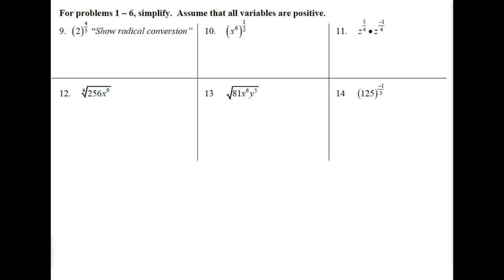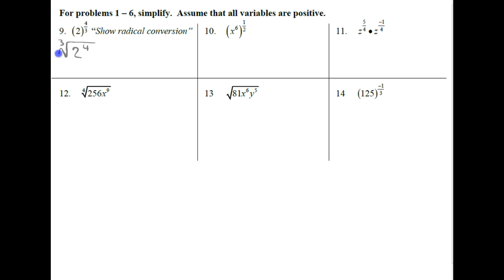Okay, in this next video we're going to do 9 through 14 and we're going to work with some fractional exponents and some radicals. In number 9 we're going to show a radical conversion from exponent form to radical form. The big thing to remember here is that the denominator is the index of the radical. There's a few different ways to look at this, but this would be the same as the cube root of 2 to the 4th power.